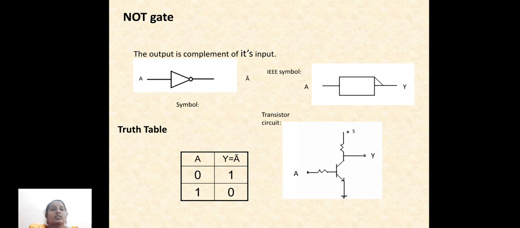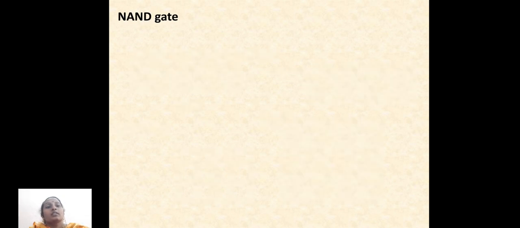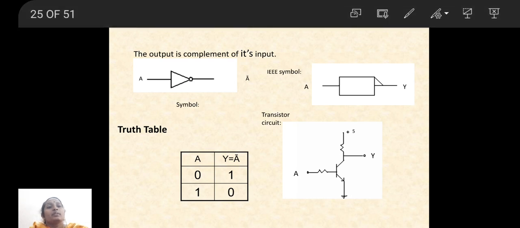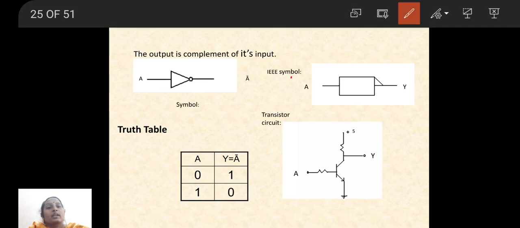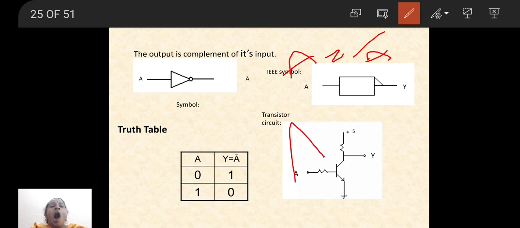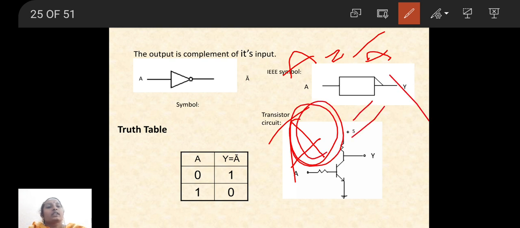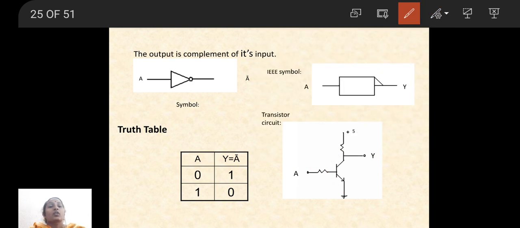And see here, this is the truth table of NOT gates. Here the NOT gate gives the complement function. So complement means what? See, if A is equal to 0, if we are applying the input A, then we are getting A bar. Means if A is equal to 0, we are getting 1. If A is equal to 1, the output is 0. Simply it will give the complement function.